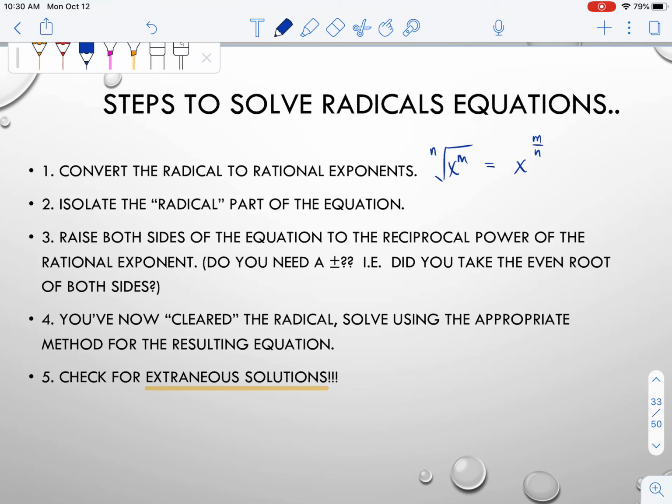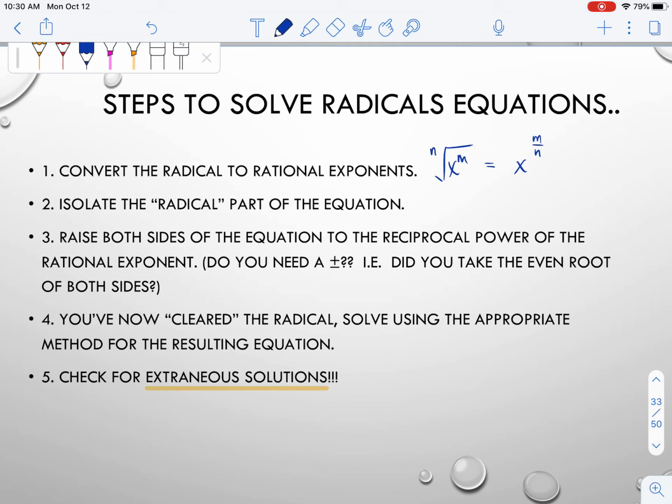All right, once I've cleared the radical, now I want to solve using whatever method is appropriate. I say that because we might have a linear function, we may have a quadratic function, or it is possible that we have another radical and I have to go through the first couple of steps over again. Last but not least, we always want to check for extraneous solutions. An extraneous solution is one that we find through all valid and correct steps and methods that doesn't actually work in the original equation or problem.